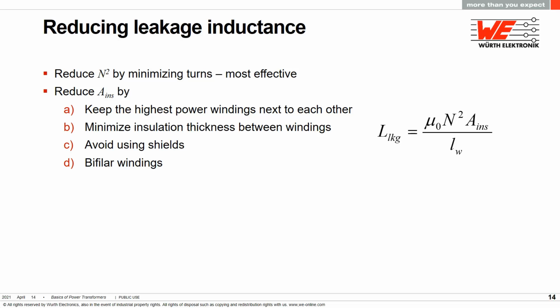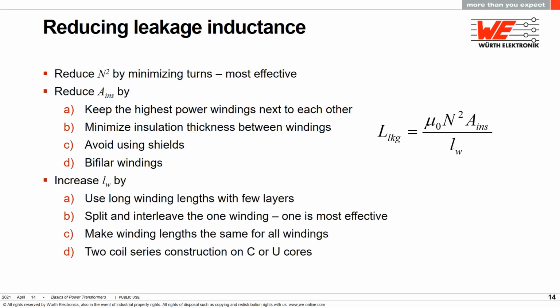The windings that carry the highest power have the strongest fields, so they should be next to each other. Putting an auxiliary winding between a primary and secondary is not always the best idea. Sometimes you must because you need a shield. You want to minimize the thickness of insulation between the windings, but safety requirements dictate minimums. Solid shields, as already mentioned, should be avoided. You could use bifilar windings. These are not used in power transformers, but they are commonly used in signal transformers.